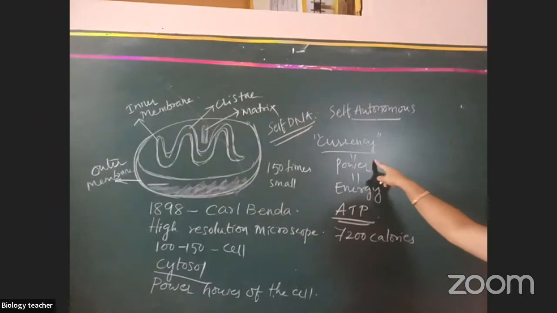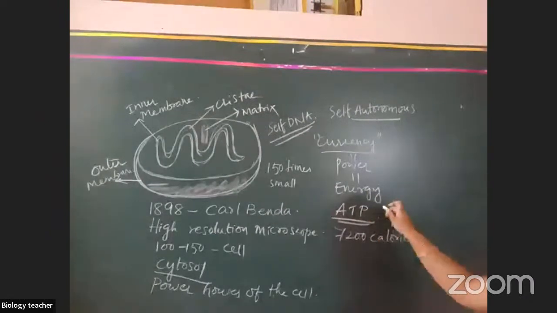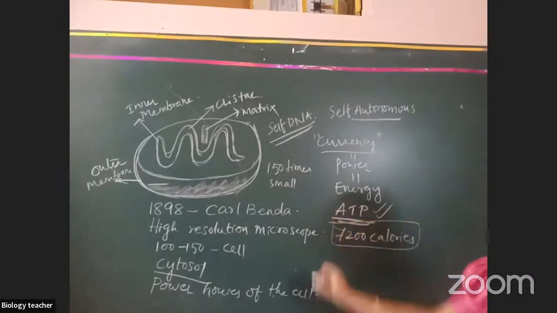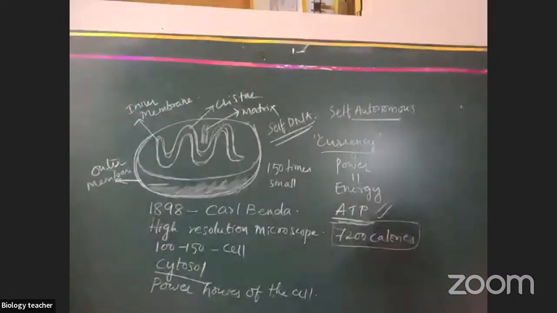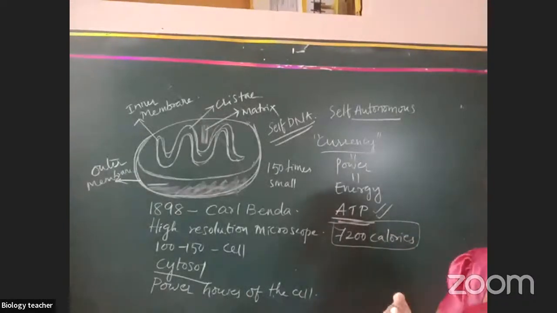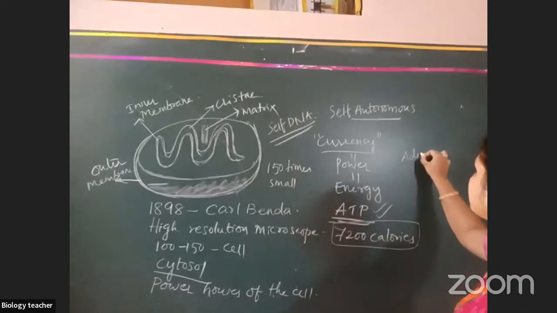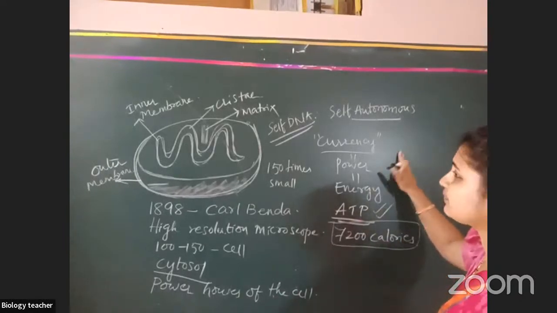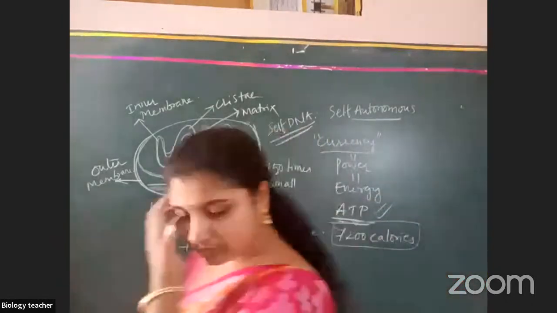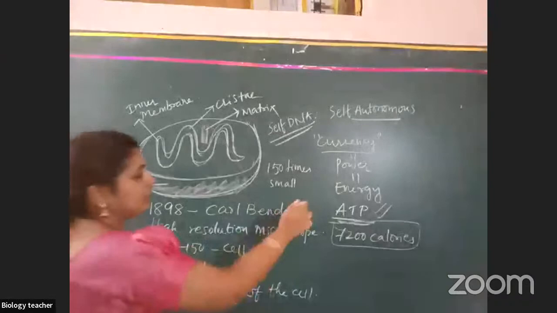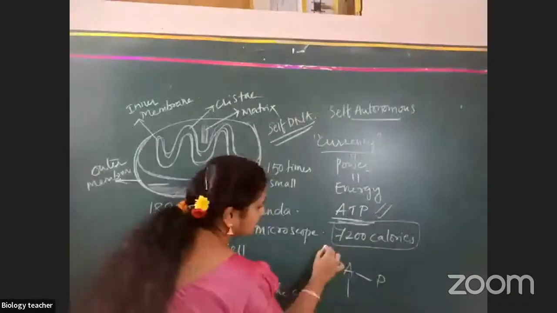This is known as power, or energy. And how is the energy stored? In the form of ATP. 1 ATP is equal to 70 to 100 calories of energy. A stands for adenosine. Can you see? Here this ATP is present, so adenosine is joined by 3 phosphates.